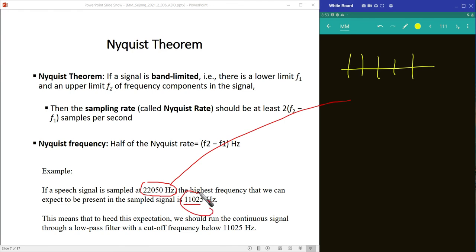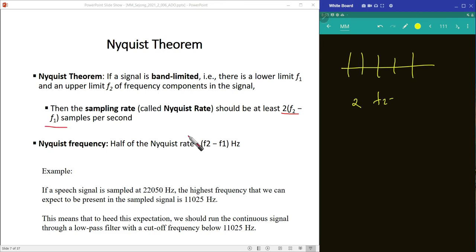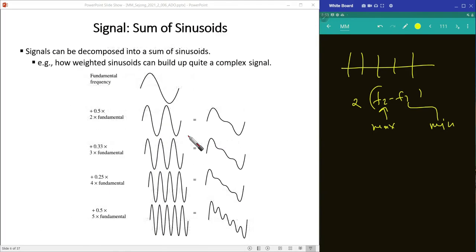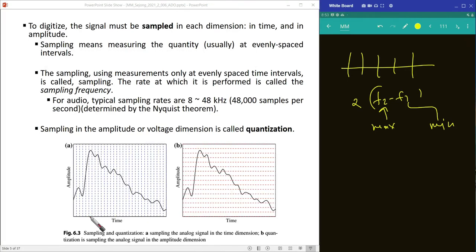So that is the same thing that we explained according to theory, right? The sampling rate should be at least twice that. So here, 2 times (F2 minus F1). So F2 means the maximum frequency, and F1 means the minimum frequency in the signal. Okay, so we have to maintain this Nyquist rate when we do this sampling. So that means this one, okay?